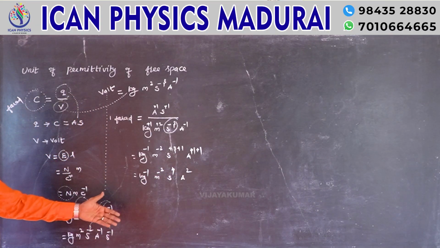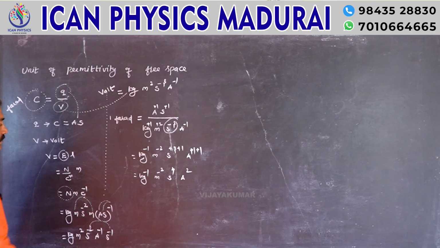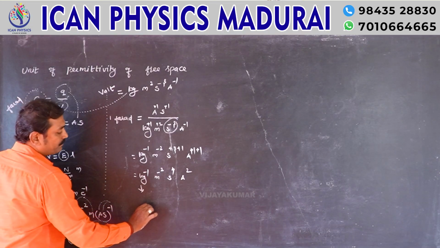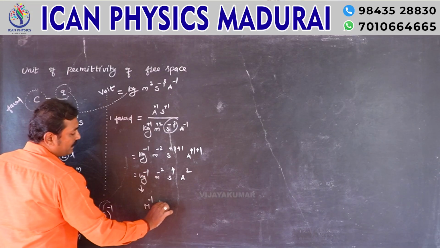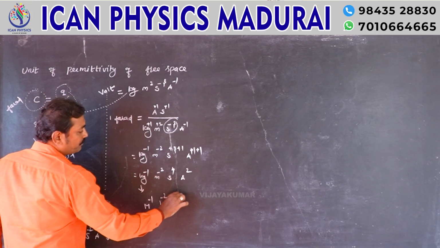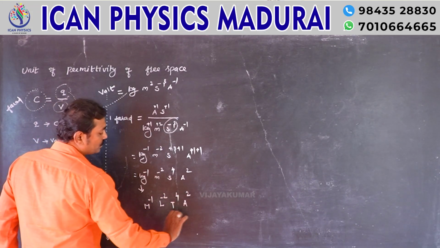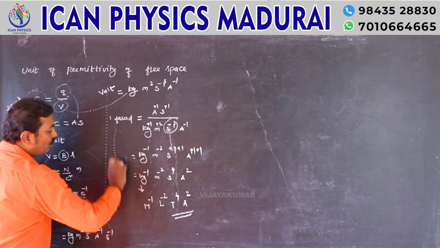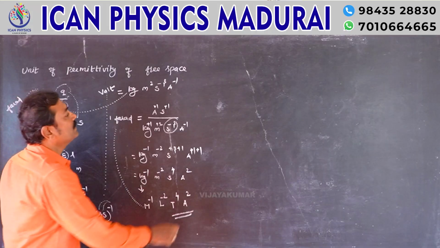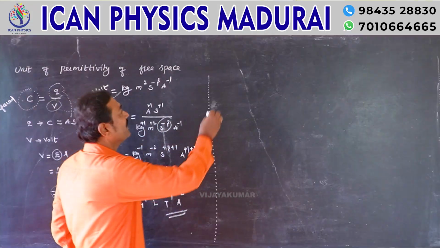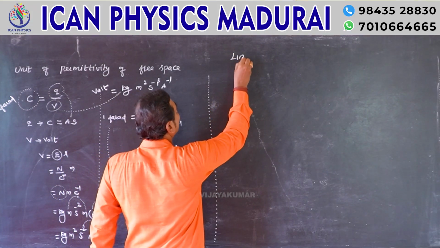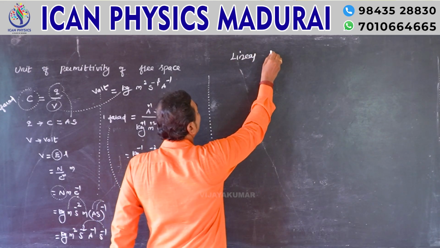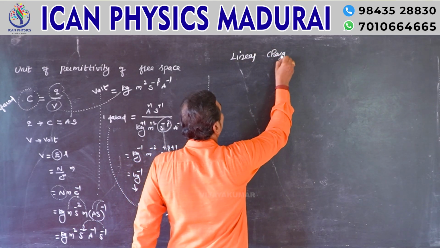Now, convert the unit into dimensional formula. So, M power minus 1, L power minus 2, T power 4, A power 2. So, this is the equivalent dimensional formula for 1 farad. So, the next one is linear charge density.